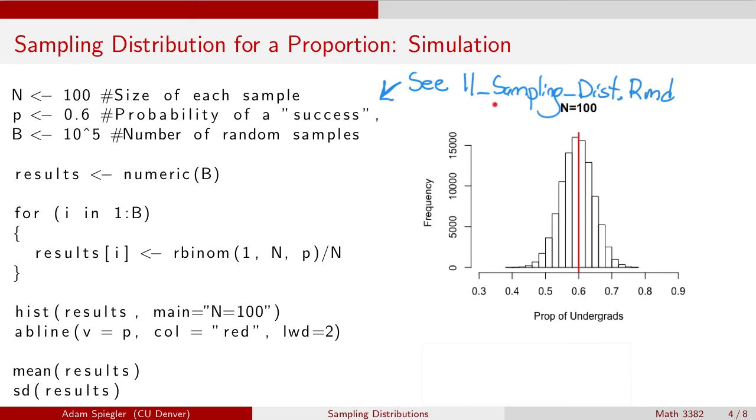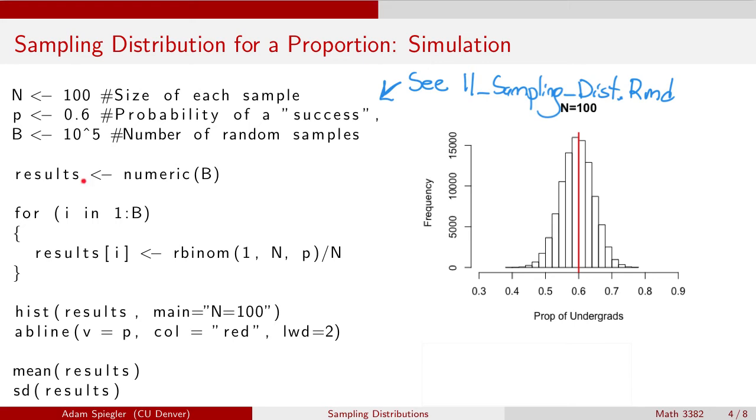And if you're curious playing around with this, you can open up the R Markdown file that's posted in Canvas and recreate these plots and tweak them if you're curious about what happens if we change n, p, and how many samples we generate. So n here is 100, that's the size of our sample. P is the probability of a success, which would be how likely are we to pick an undergraduate student from our sample. And this is something that we can choose. This is going to be the number of random samples that we create. And the larger you do this, the more accurate it's going to be.